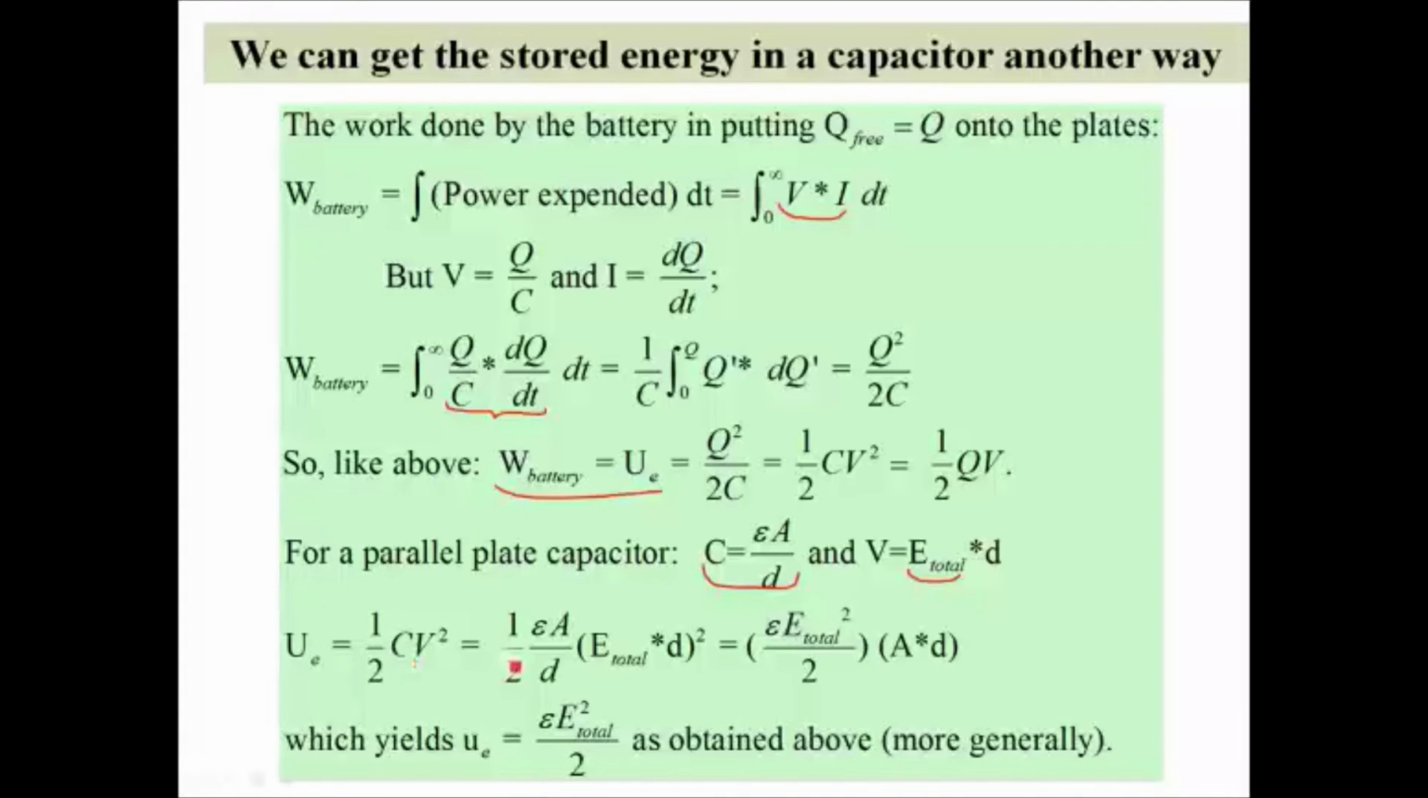You'll have 1/2 epsilon A over d, that's C. For V we put in E total times d. Square it and simplify. So what we get is this quantity here times a volume. So this is the energy density. If you go back here, U sub E is equal to epsilon E total squared over 2, which is what we obtained above. This is just a more general result.